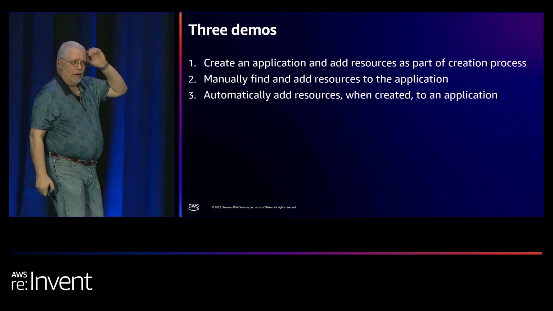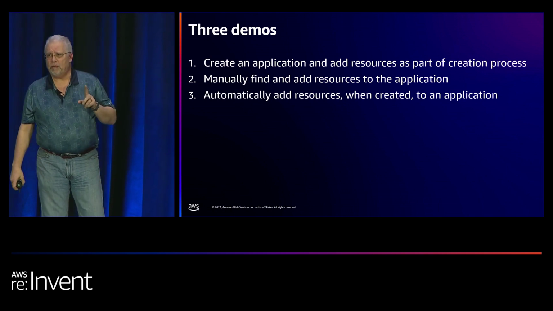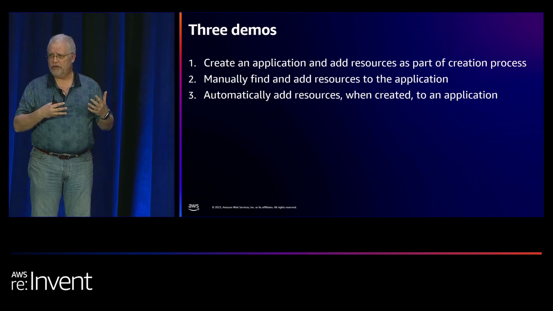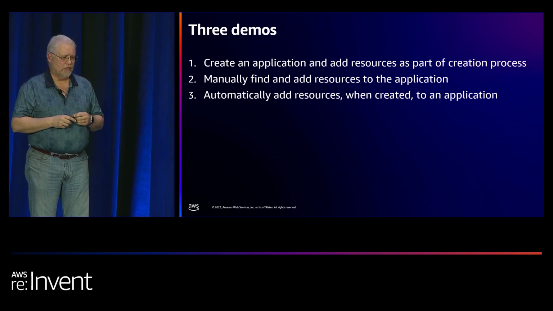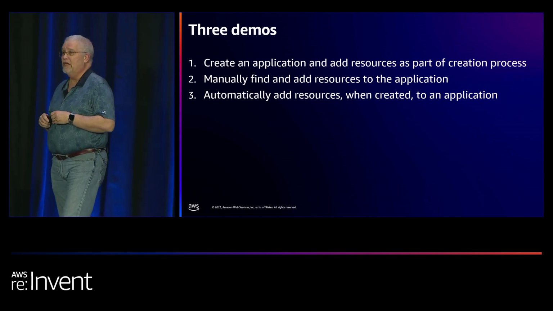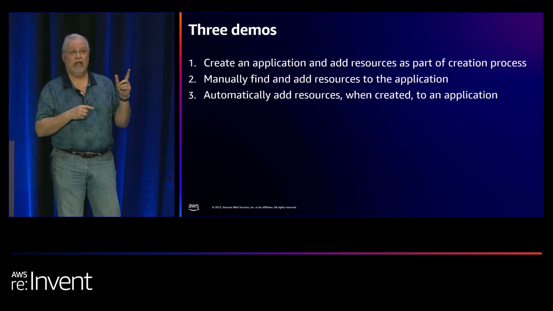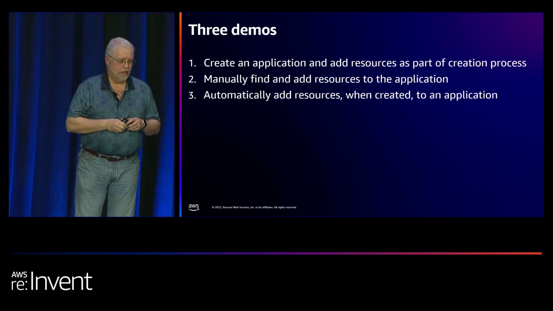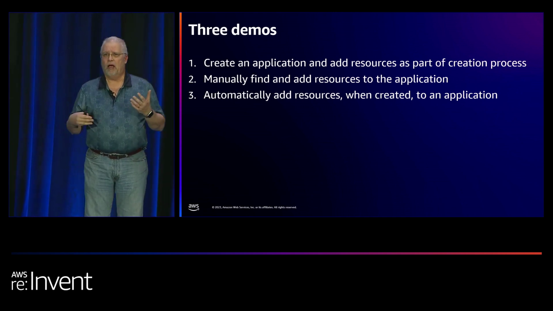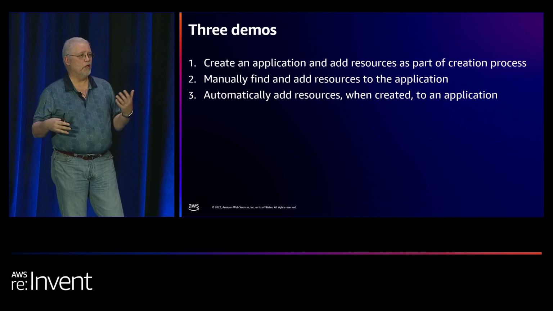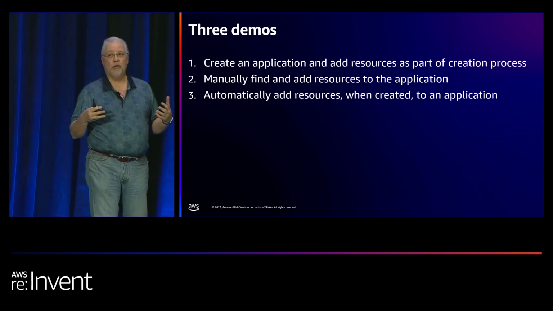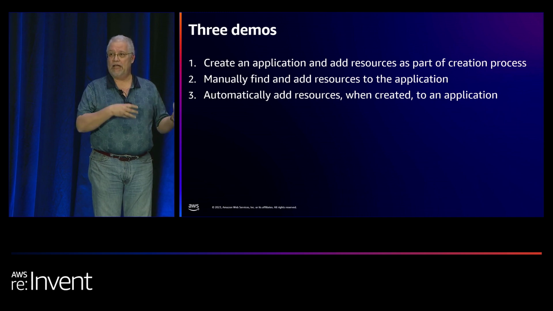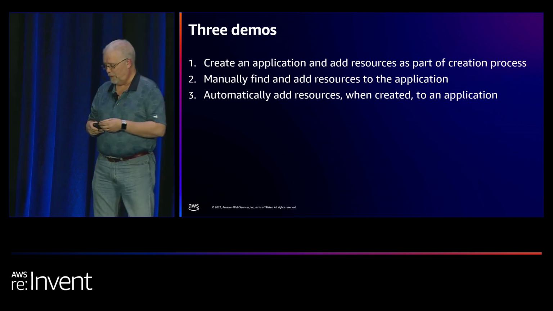So I'm going to be doing 3 demos. One, I'm going to create an application, and as part of the creation process, add a resource to it, just showing that simple step. Secondly, I'm going to manually add additional resources to that application I created in demo 1. So all these demos build on each other, so to speak. But manually adding resources becomes error-prone, takes a lot of time, and you might want to avoid that. So I'm also going to show you how you can automate it so that whenever a resource gets created, it automatically gets added to an application. So those are the 3 demos we're going to go through.